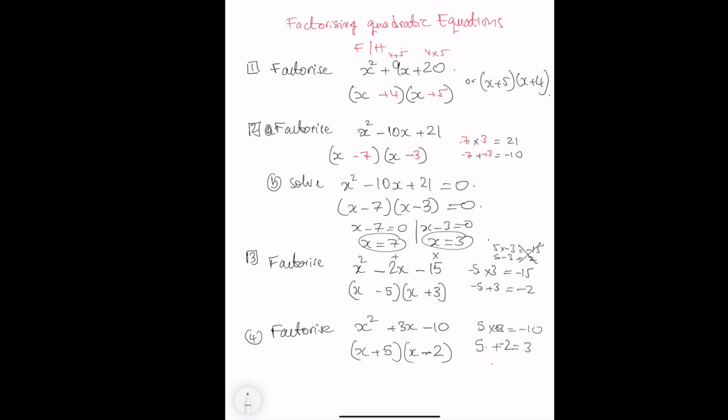And actually in the exam, you can even check your answer before you move on. So you do x times x is x squared, x times minus 2 is minus 2x, 5 times x is 5x, 5 times minus 2 is minus 10, and if you simplify, you will get x squared plus 3x minus 10. The answer is correct. So you can always check your answer before you move on to the next question in the exam.